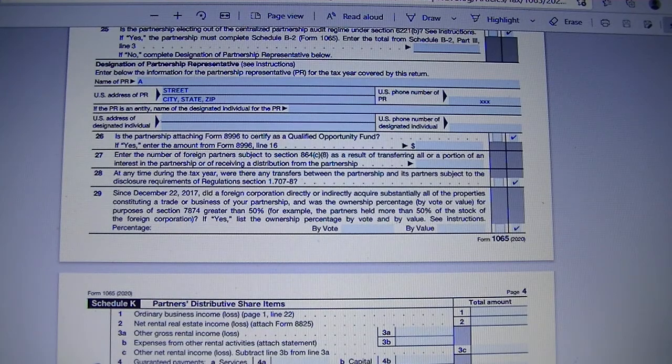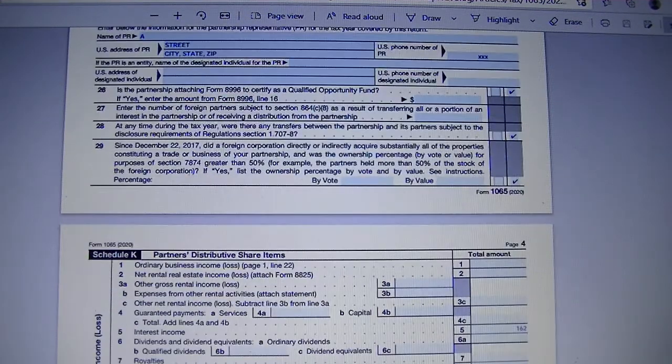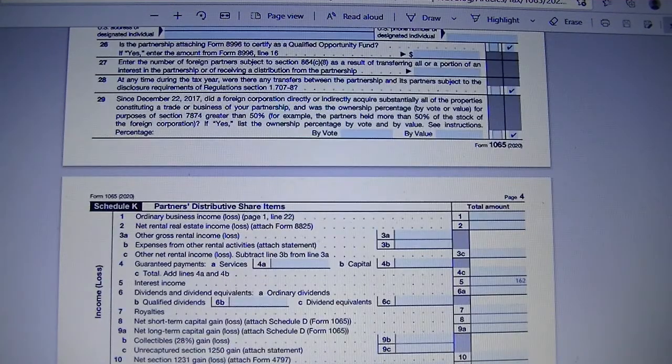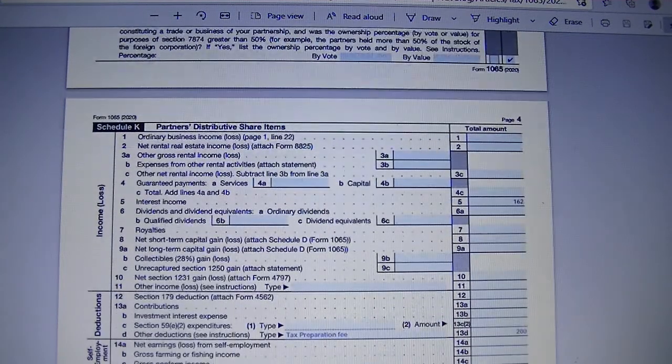And remember, if the answer is no, make sure you check no. If you check yes and it says to add a form, you'll add the form. If they say to add the number from a line from a form, you'll do that. Just read the question and answer it. So now Schedule K.